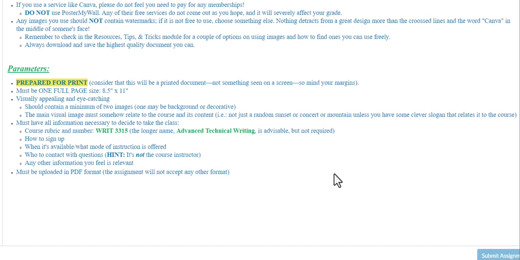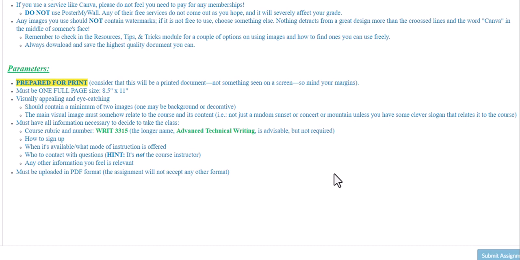Your final product must be the size of one full standard sheet of paper, 8.5 by 11. It needs to be visually appealing, it needs to be eye-catching. You should have at least 2 different images in there. Most people will use more. One of those images could be your background, and that's okay, but make sure that your background is not just some random unrelated thing. It needs to either relate to the course or relate to some slogan that you've come up with in order to advertise the course.